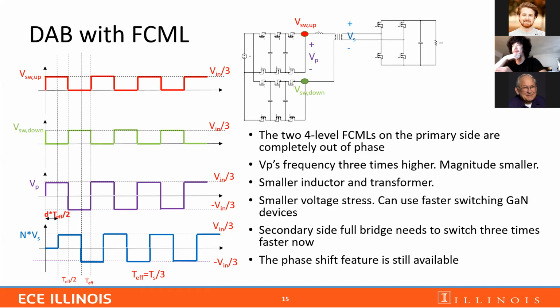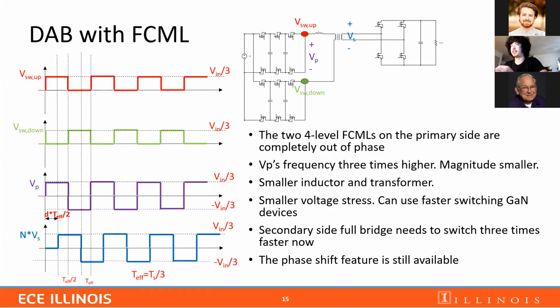Using this kind of control scheme, we are able to generate a VP that is similar to the original, but now it has a frequency that is 3 times higher, and the magnitude is smaller. Since the frequency is higher, we are able to use a smaller inductor. And since the voltage conversion ratio is smaller, we can use a smaller transformer.